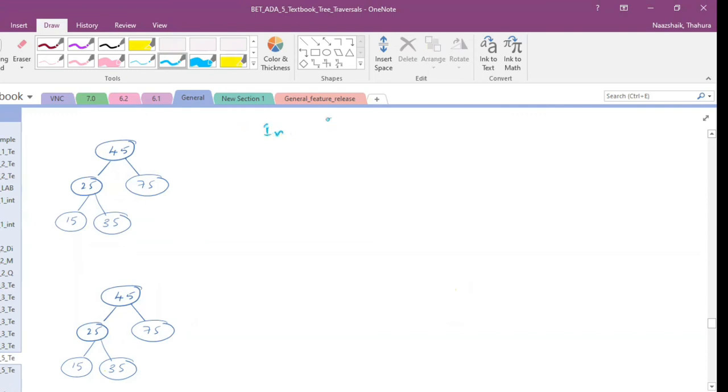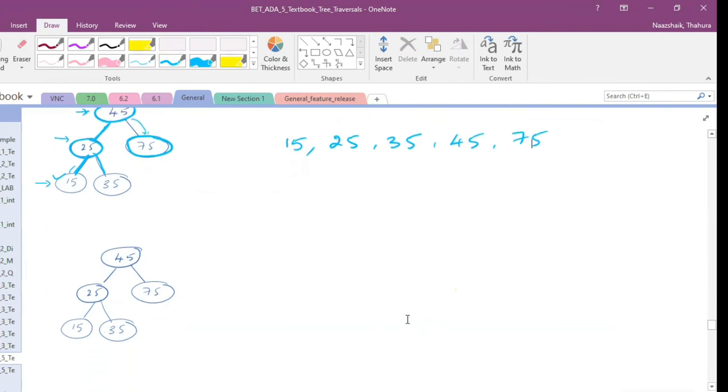So what is the rule for in order? Left, root, right. So I start here. I need to go to the left, go to the left. So 15. This is done. Then I go to the root, then I go to the right. So this part is done. I finished the left. I'll print the root. Now I go to the right. Here it's a leaf node. It doesn't have anything. It is as simple as this.